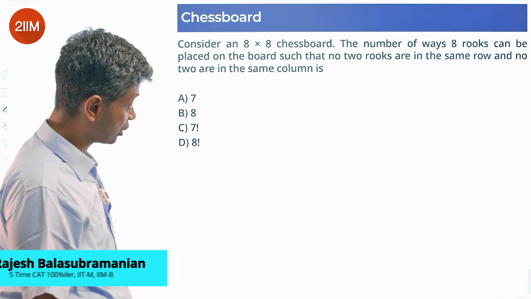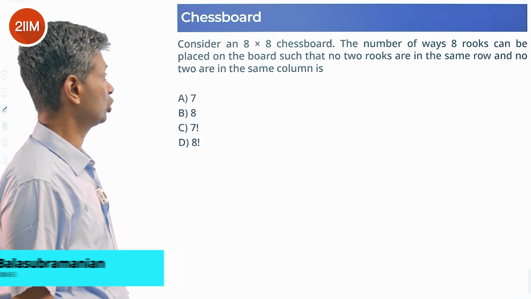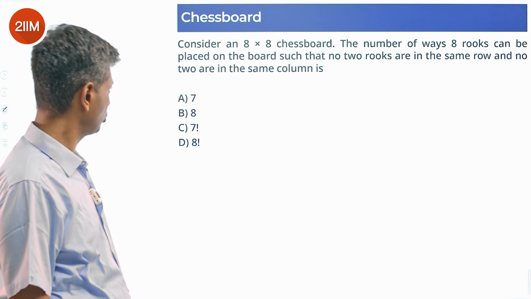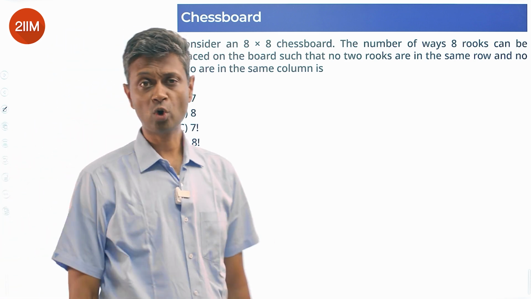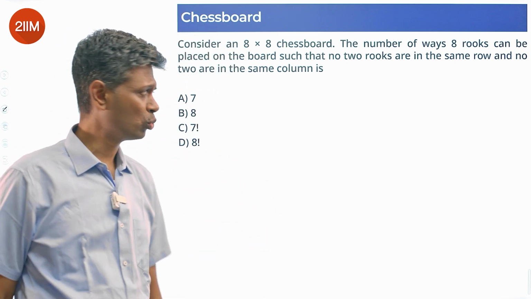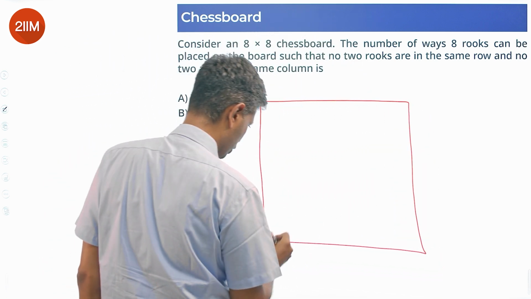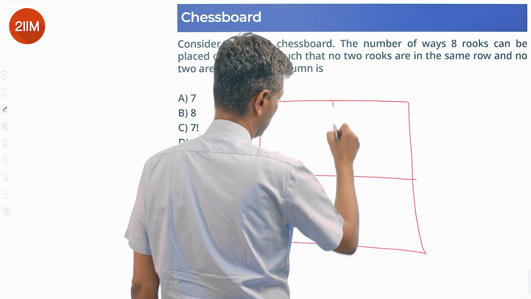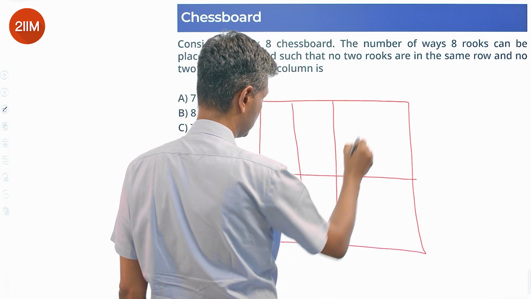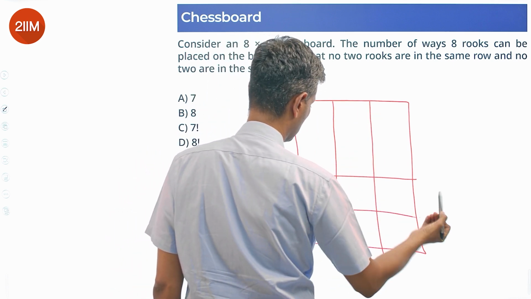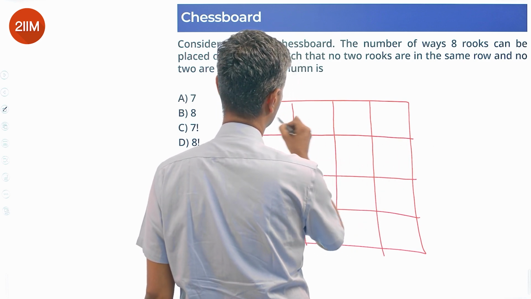Consider an 8x8 chessboard. The number of ways 8 rooks can be placed on the board such that no 2 rooks are in the same row and no 2 are in the same column. Brilliant question. Super challenging. It's called a rook polynomial. And we'll do it by the simplest, juiciest method, taking for granted that this is one of those things that you know. Otherwise, it's very difficult to figure out in the exam hall.